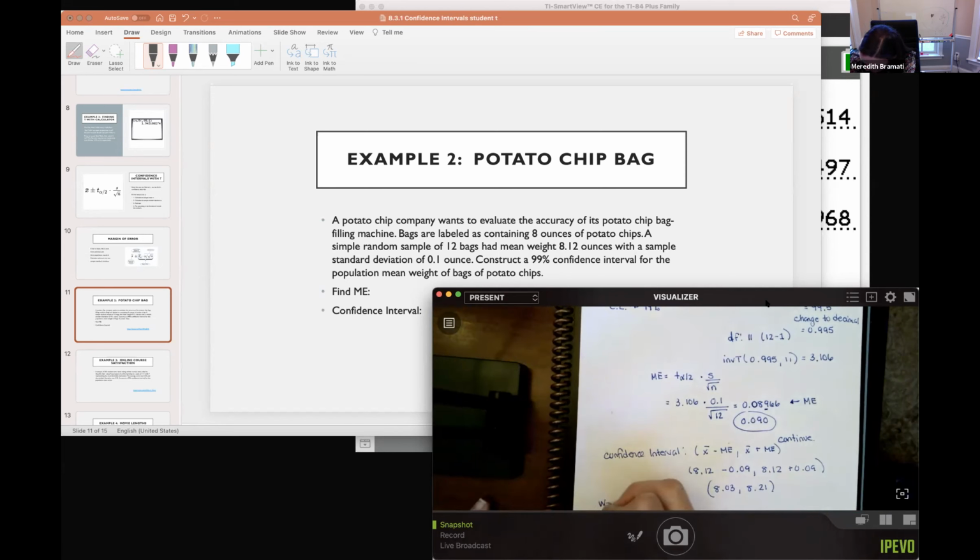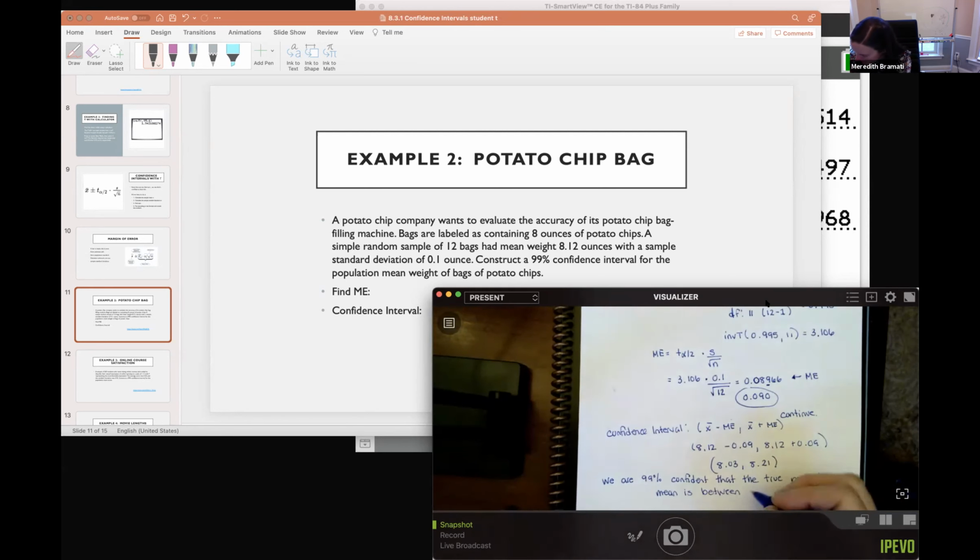And we are 99% confident that the true population mean is between 8.03 and 8.21.